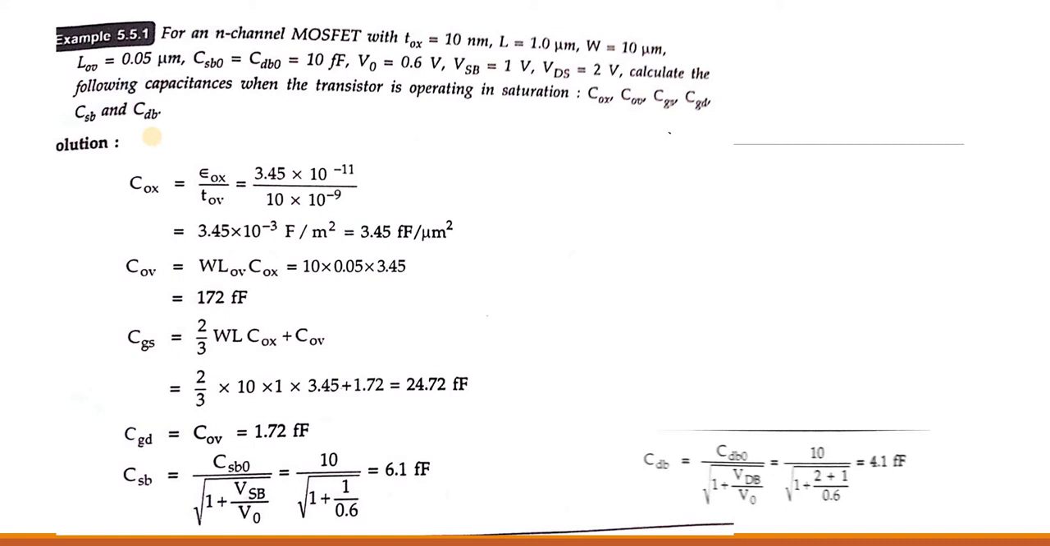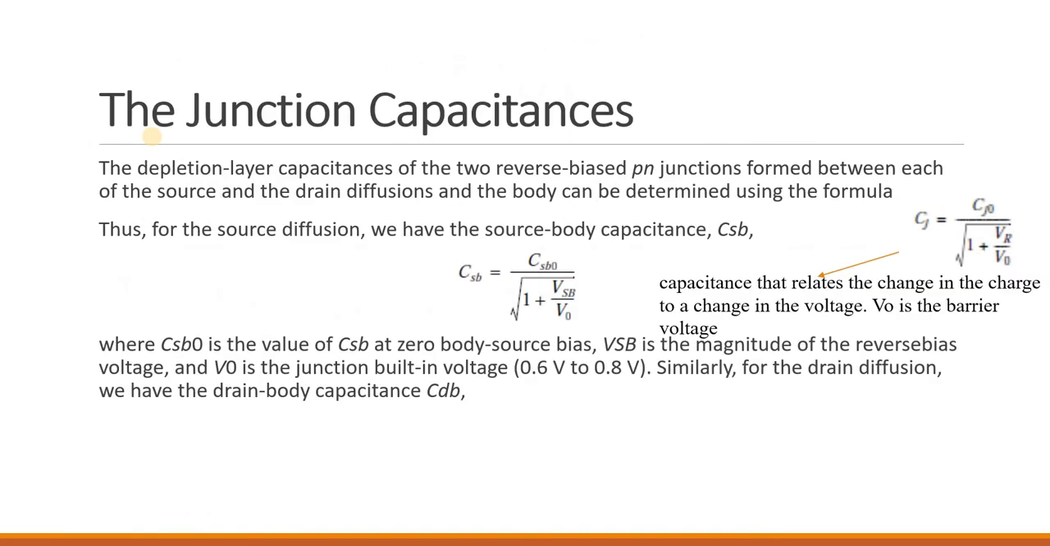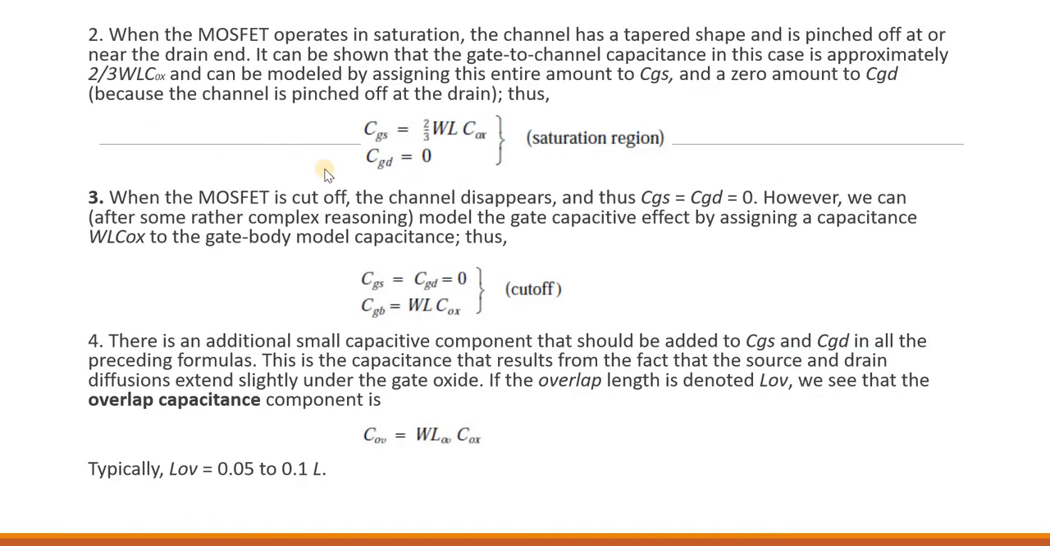So whenever the transistor operates in saturation, at the drain side, CGD will be equal to zero, because, see here, we know the formula. Under saturation region, the channel will be pinched off at the drain region. So CGD will be 0, CGS will be 2/3 of WLCOX. But along with this capacitance, you will be having an overlap capacitance. So you need to consider this overlap capacitance, including this one.